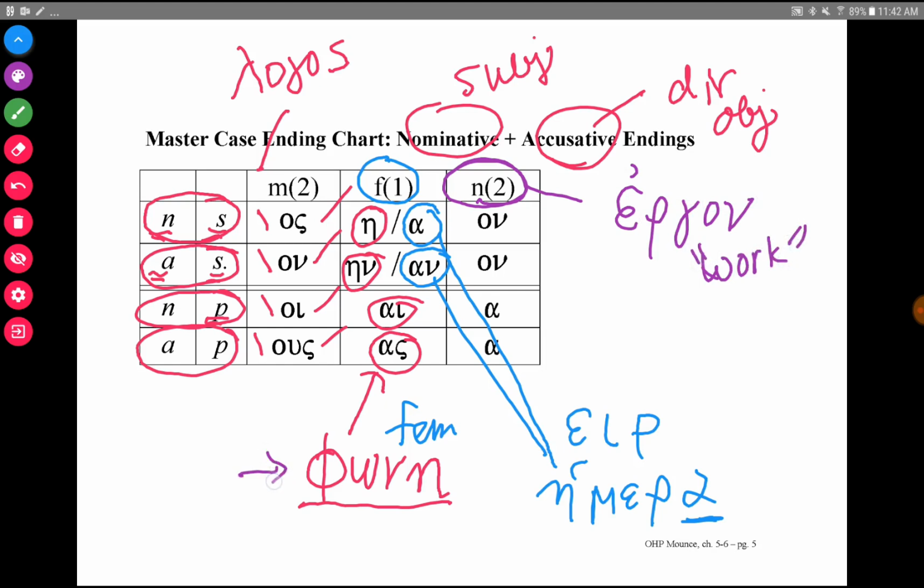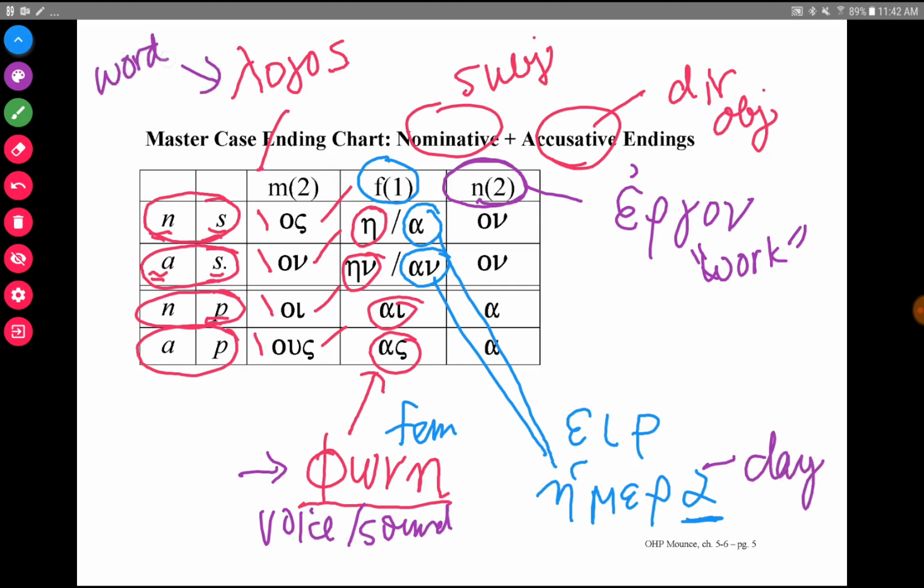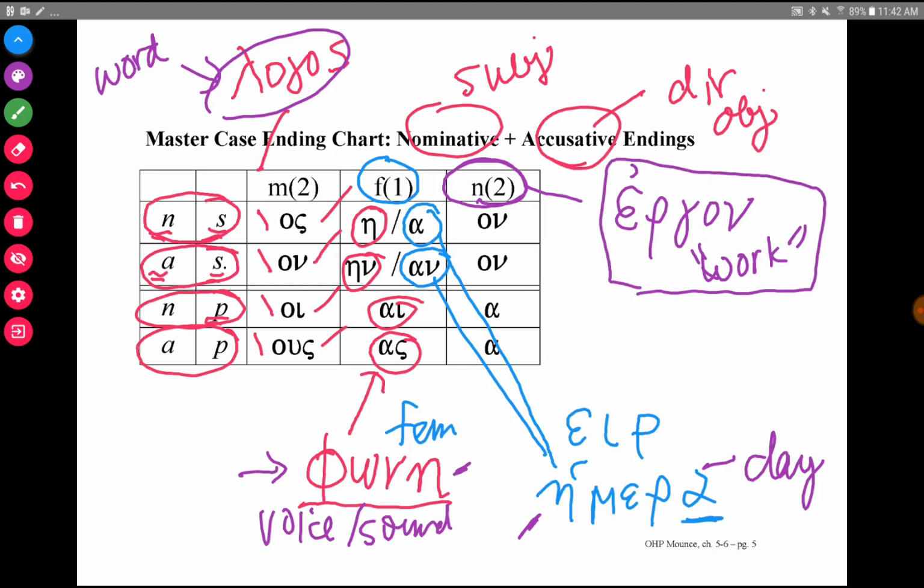Phone, by the way, means voice or sound. Chimera, we just said, means day. Logos here, again, means word. Logos is a good masculine noun. Phone here and chimera here are good feminine first declension nouns. Ergon is a very good neuter noun, and its endings for the nominative singular, accusative singular, nominative plural, and accusative plural are on, a. And we'll put that in use in just a moment.